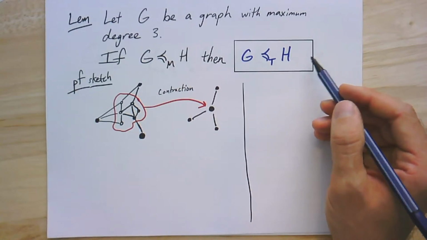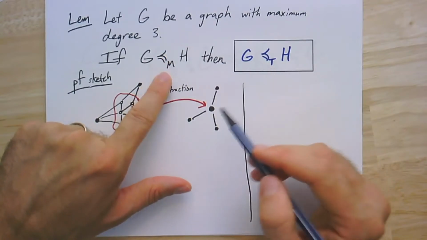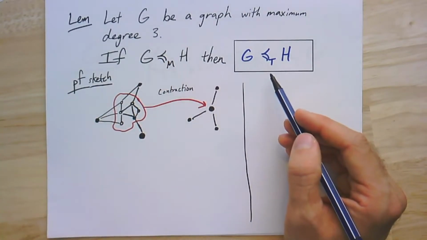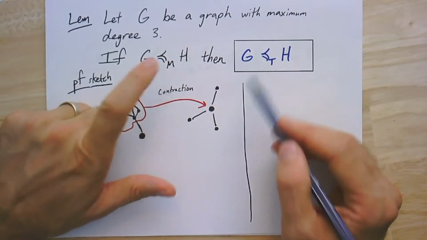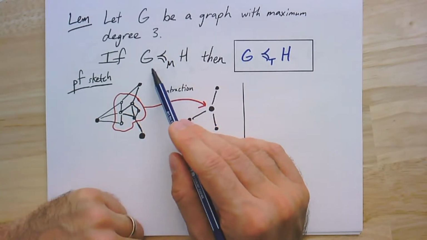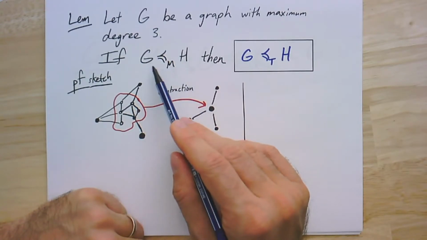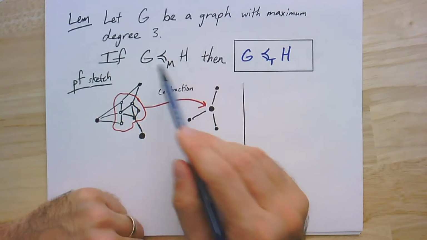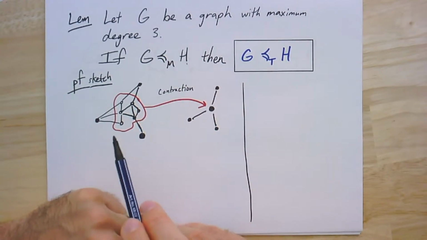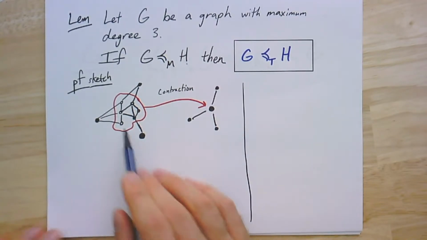We already know that if you reverse these two symbols, that's an obvious statement. If it was a topological minor, then clearly it's a minor, because minors are more general. But in this case, it's saying that if you have a degree 3 minor, then there's some subgraph that contracts to G, some subgraph of H that contracts to G, that only has to contract paths. So I've drawn an example here to get us warmed up.